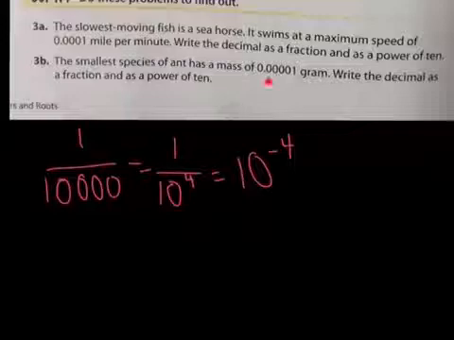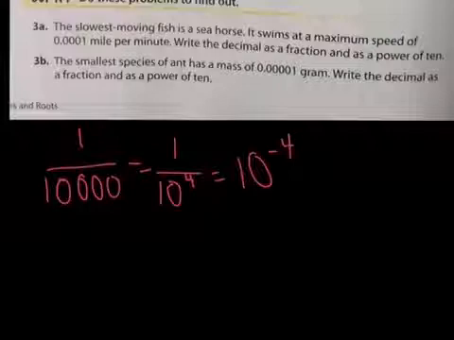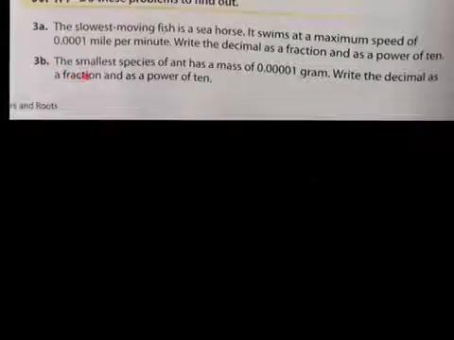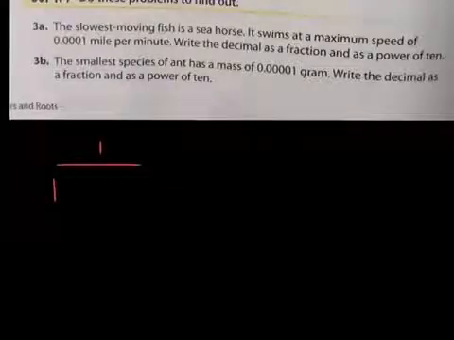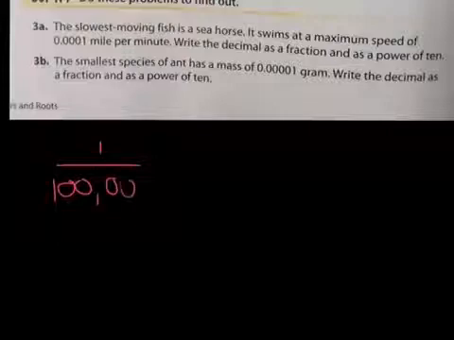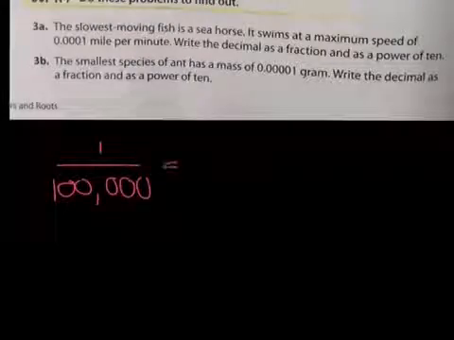For example, here we have 10th, 100th, thousandths, 10,000ths, 100,000ths. So this is 100,000ths of a gram. It's a tiny, tiny, tiny weight, tiny mass. So let's try it. The smallest species of ant has a mass of 100,000ths gram. Write the decimal as a fraction and as a power of 10. So let's do it as a fraction. 1 over 100,000.